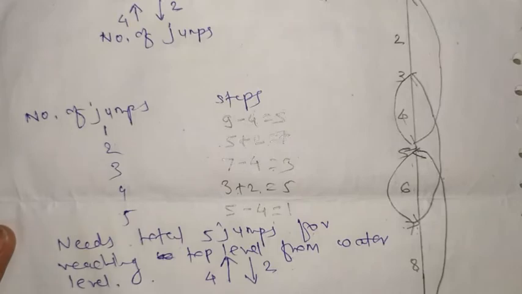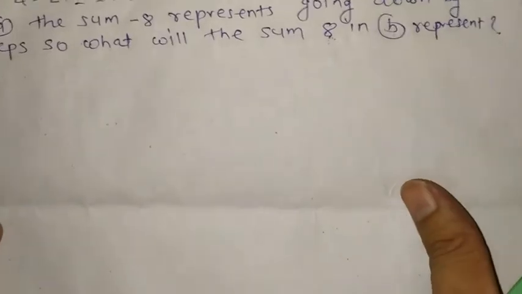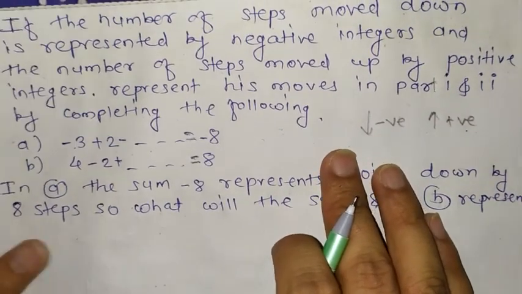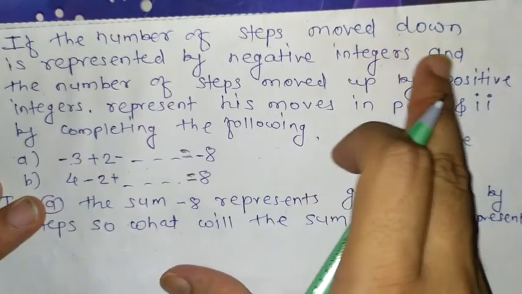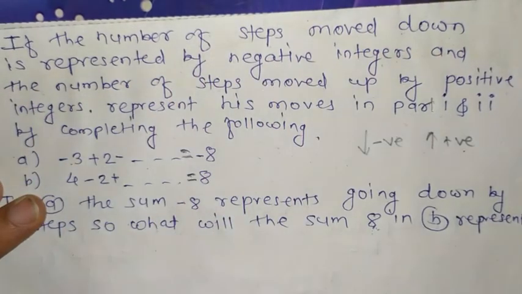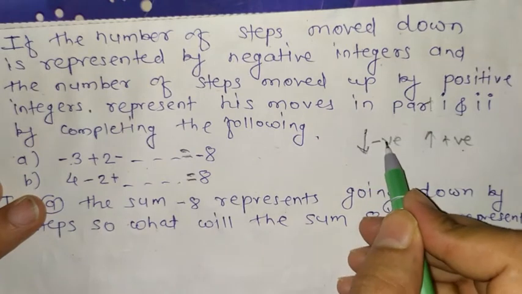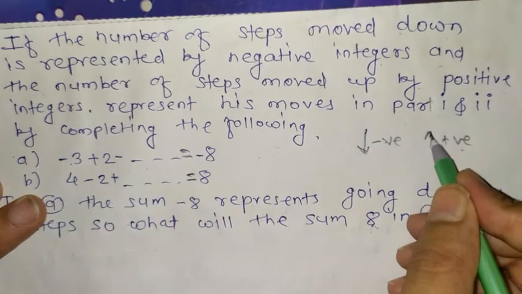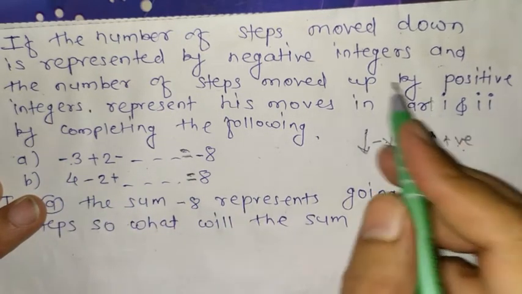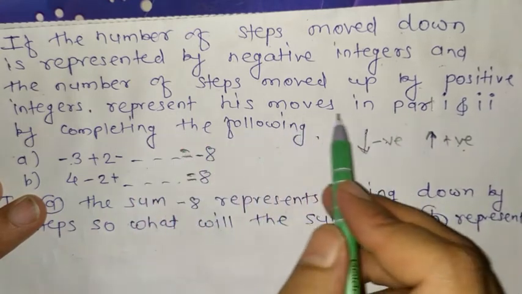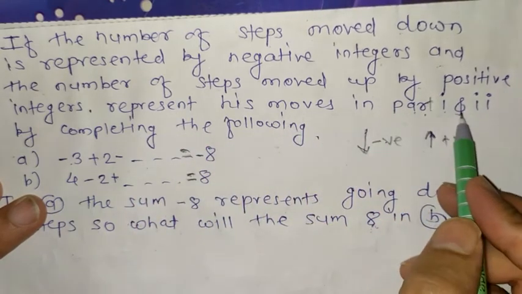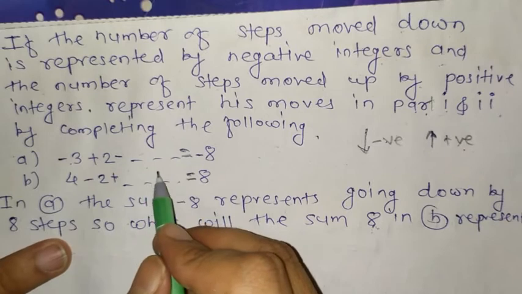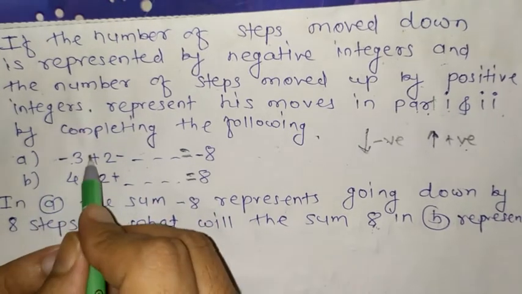Now we will go into the third part. In this third part they have mentioned that if the number of steps moved down is represented by a negative integer, meaning steps downwards are negative, and if the steps moved up are represented by a positive integer, moving up means we will represent it by positive, then represent his moves in part 1 and 2 by completing the following. In parts 1 and 2 that we have seen, we have to represent such kind of equation.